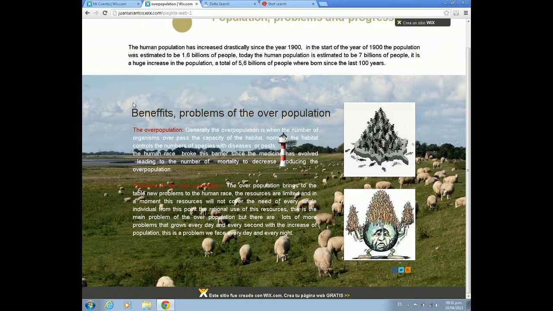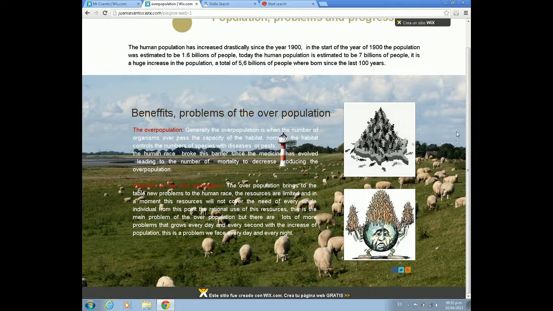Benefits and problems of the population. The overpopulation. Here in this paragraph we explain how the human broke the barrier of life thanks to medicines and advances. Problems of the overpopulation. Overpopulation mainly brings problems, and the main one is the resources that every single human needs.